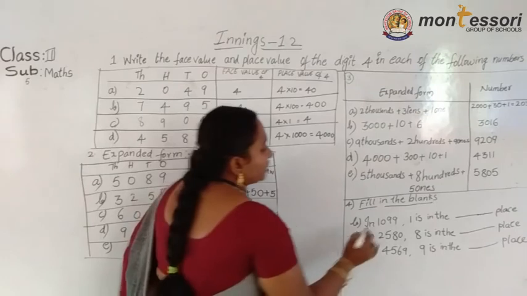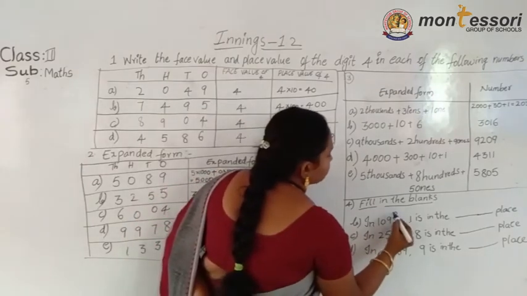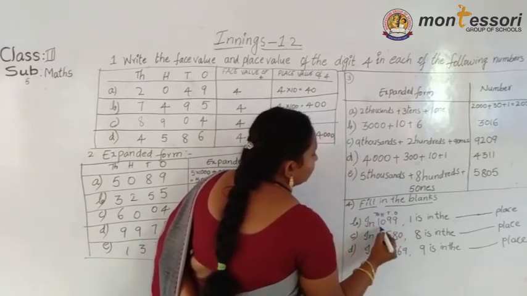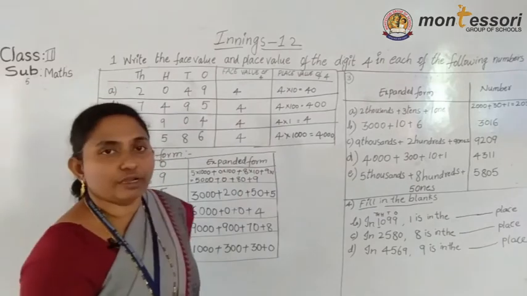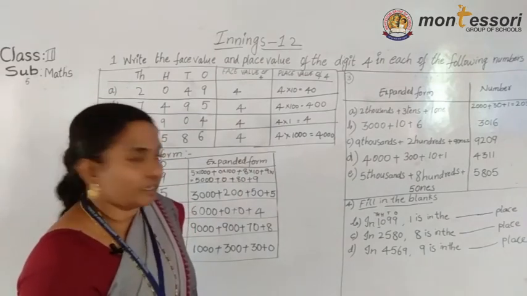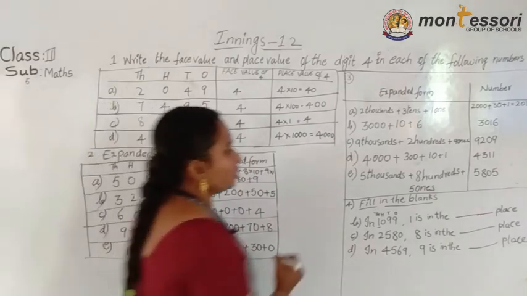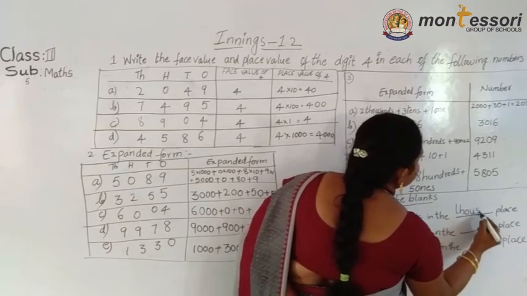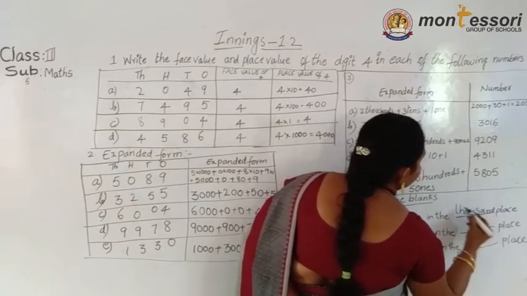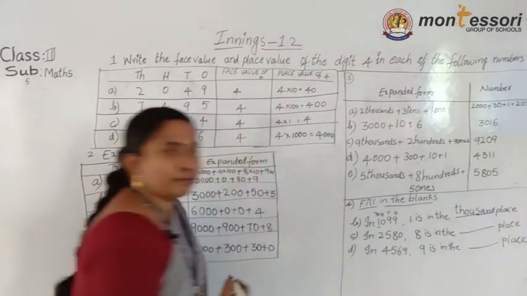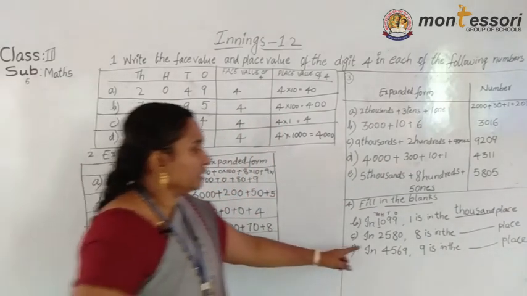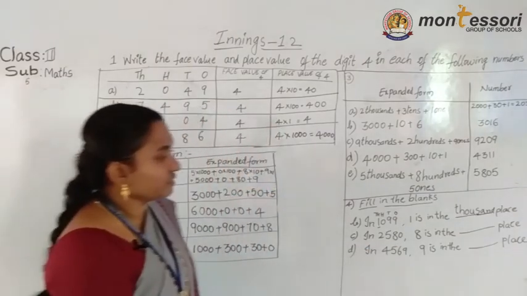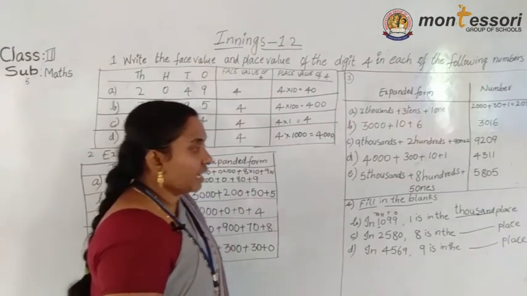So now first I am writing the place values here: ones, tens, hundreds, thousand. Now 1 is in which place? Yes, thousand place. So now I am writing here thousand. Okay. So now 1 is in the thousand place. Next problem, see it, 2580. 8 is in the dash place.